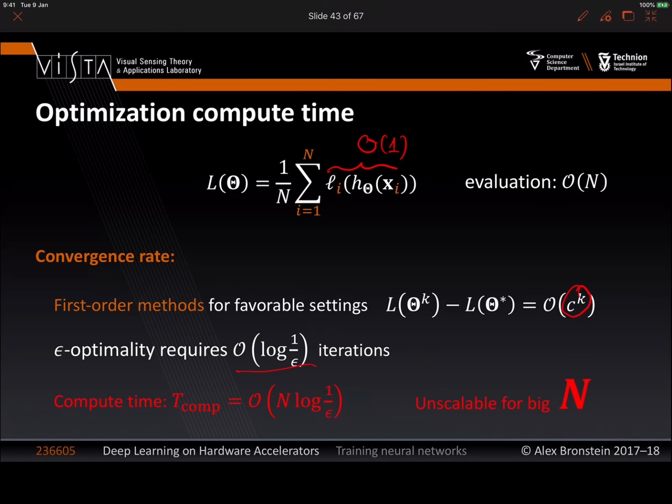So something linear in n. So remember my definition of big data. So big data is n so big that order of n is intractable. Okay, so if we are in this regime, then we cannot evaluate this loss function even not a single time. Okay.